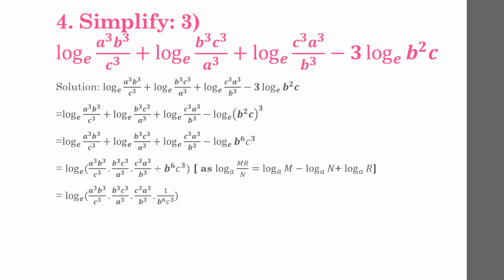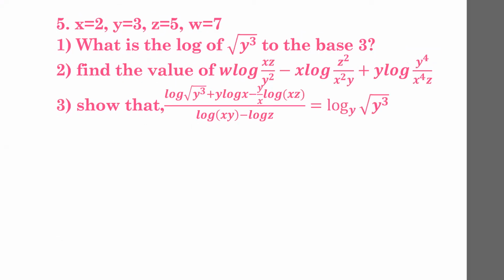So division is replaced by multiplication, and b to the power 6 into c cube has become 1 by b to the power 6 into c cube. Now by the index laws, a cube is cancelled by a cube from the denominator, so we can do all cancellations. We will have log e based 1, which is equal to 0. So our answer is 0.